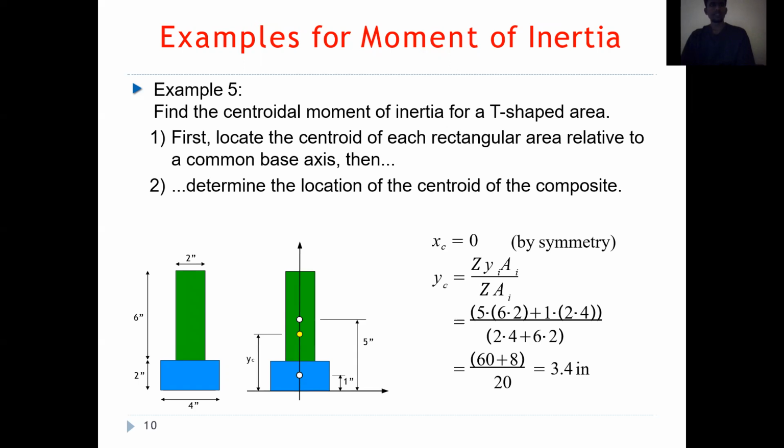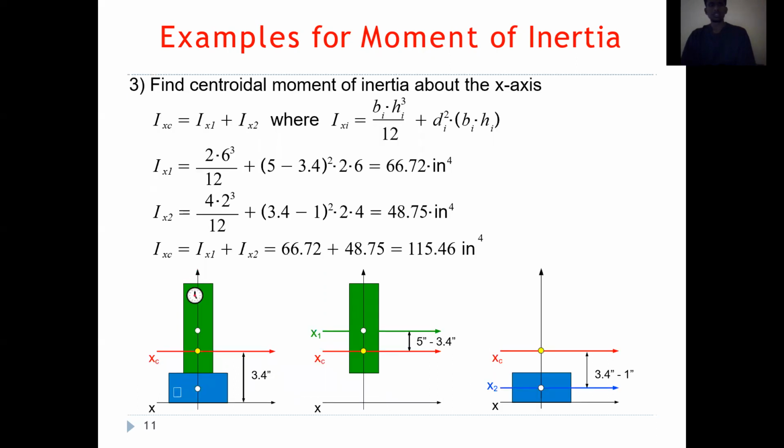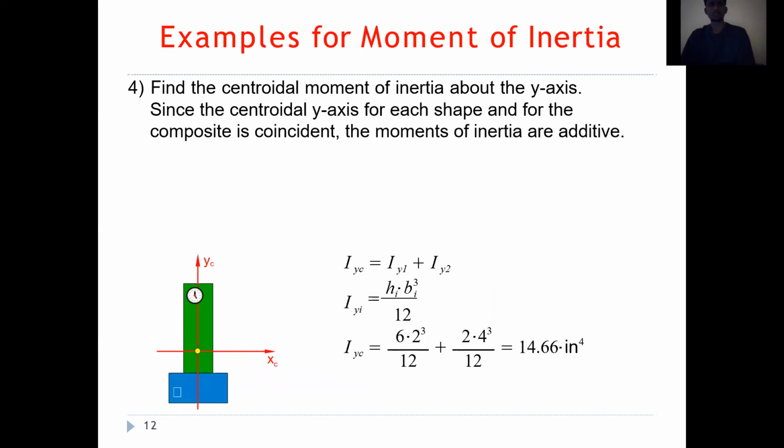Example 5. Find the centroidal moment of inertia for a T-shaped area. First, locate the centroid of each rectangular area relative to a common base axis. Then, determine the location of the centroid of the composite. Find the centroidal moment of inertia about the x-axis. Find the centroidal moment of inertia about the y-axis.